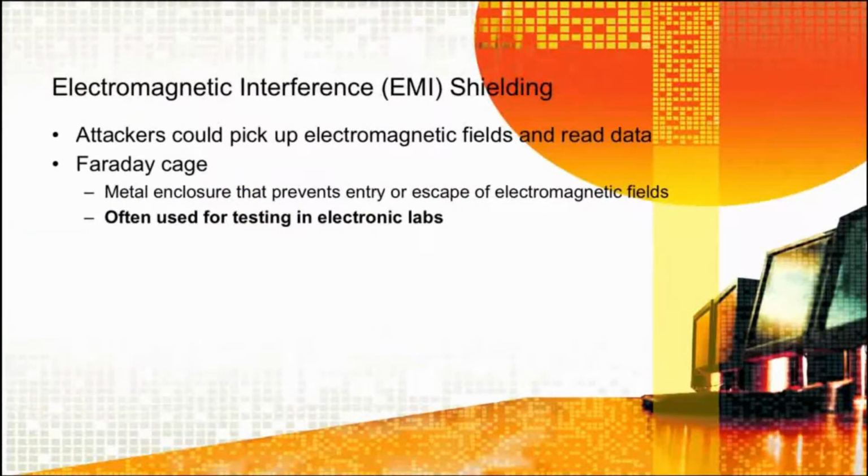Next is EMI shielding. Remember, attackers could pick up electromagnetic fields and read data. One of the ways to protect against this type of attack is a Faraday cage. It's a metal enclosure that prevents entry or escape of electromagnetic fields. It's often used for testing in electronic labs.